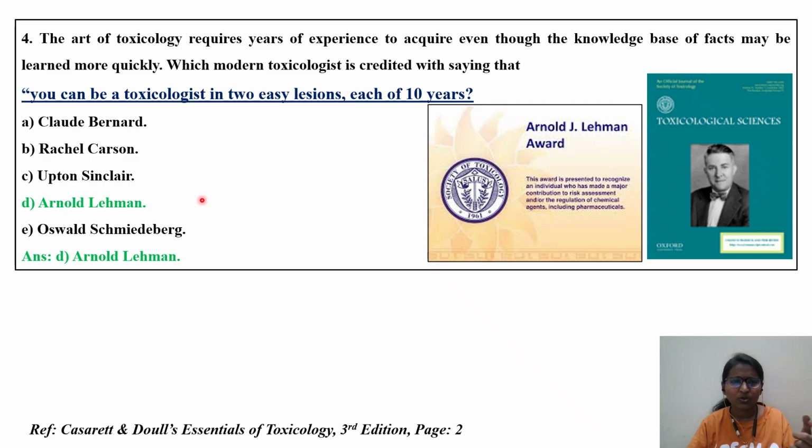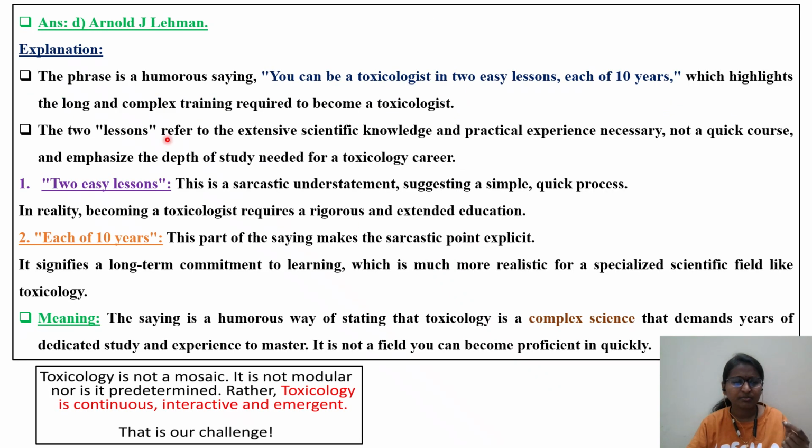So let's understand these major five scientists and their contribution in the toxicology discipline. The right answer is option D, Arnold J. Lehman. See, the phrase is a saying; it doesn't mean exactly that. What he means to say is that you can be a toxicologist in two easy lessons, each 10 years, at least 20 years. The two lessons refer to the extensive scientific knowledge and practical experience necessary, not a quick course, and emphasize the depth of study needed for a toxicology career.